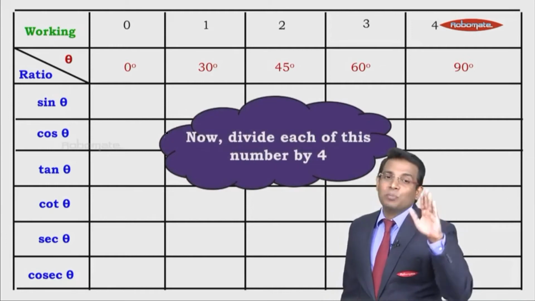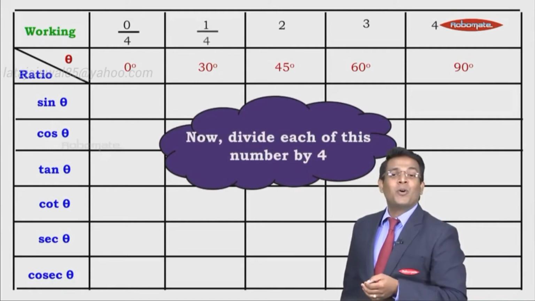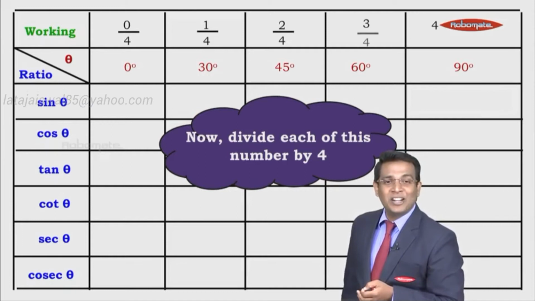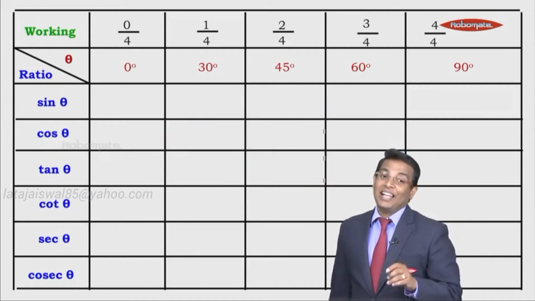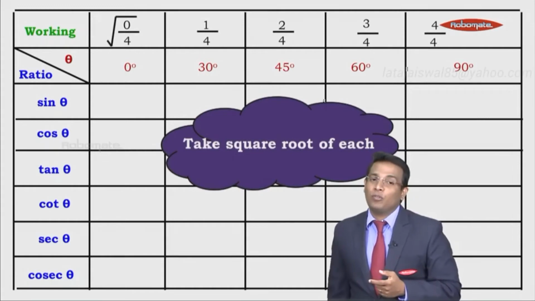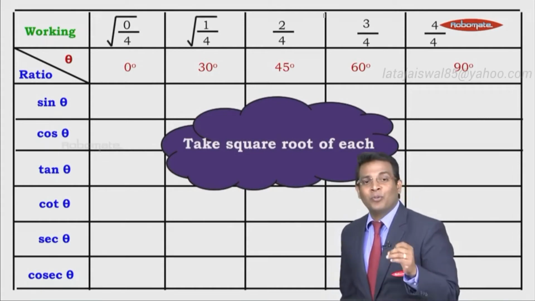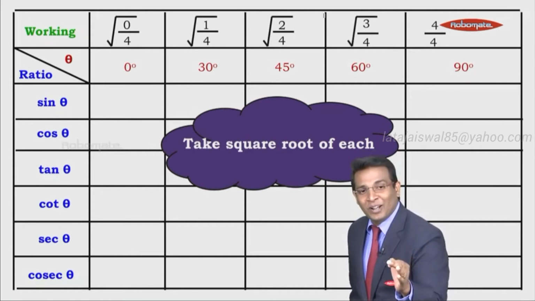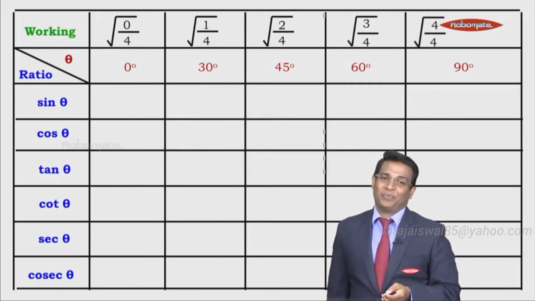Divide each of this by 4. So it will be 0 upon 4, 1 upon 4, 2 upon 4, 3 upon 4, 4 upon 4. After this, take the square root of each. That means it is root of 0 upon 4, root of 1 upon 4, root of 2 upon 4, root of 3 upon 4 and root of 4 upon 4, right?